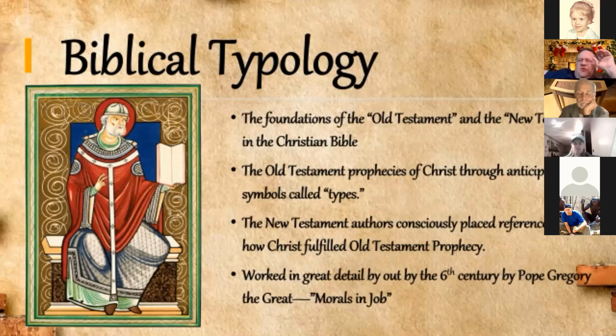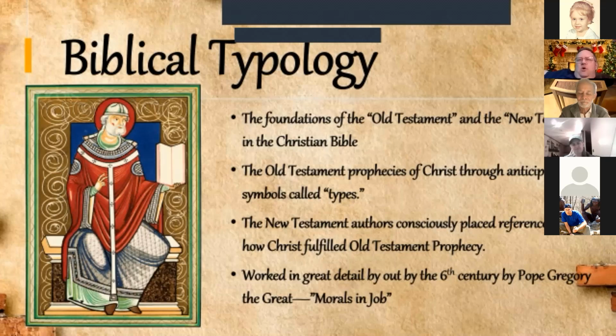And types are very, very interesting. They're kind of like symbols, except they work in reverse. A type is a symbol of something that hasn't happened yet. So what you really have in typology, the whole discourse of typology, which really is more or less in place by about the end of the 5th century AD, is Gregory the Great. He wrote a book on Job, Morals in Job. It was about 600,000 words. So that's 10 times longer than my book on Job. But it lays out the foundations for reading everything in the Old Testament typologically.